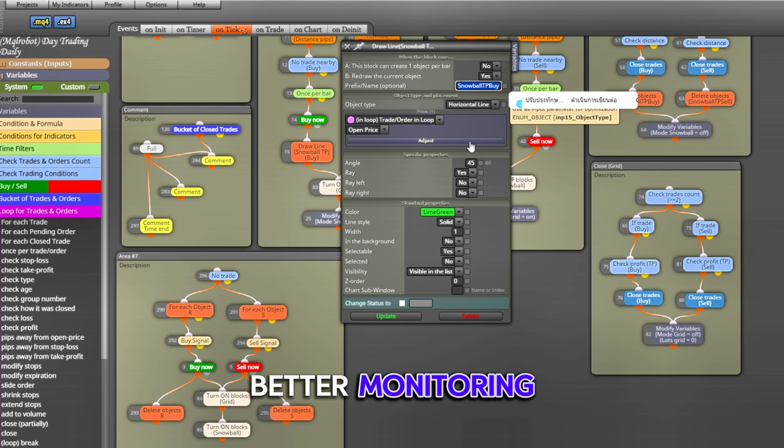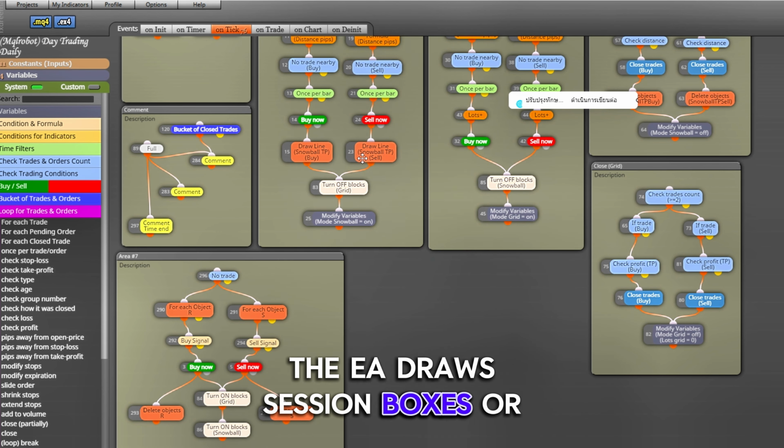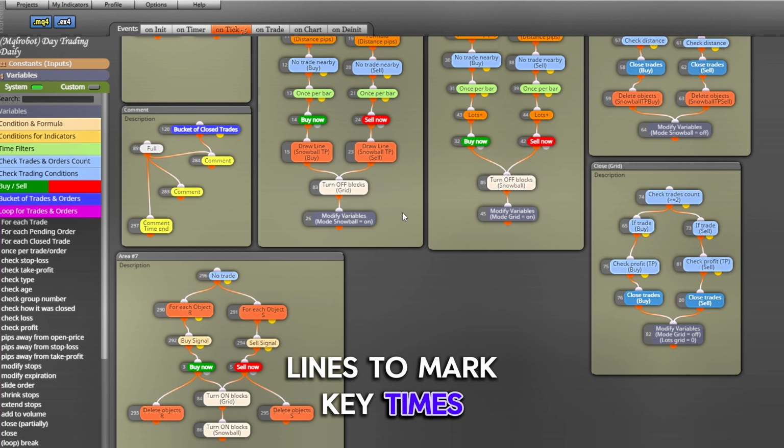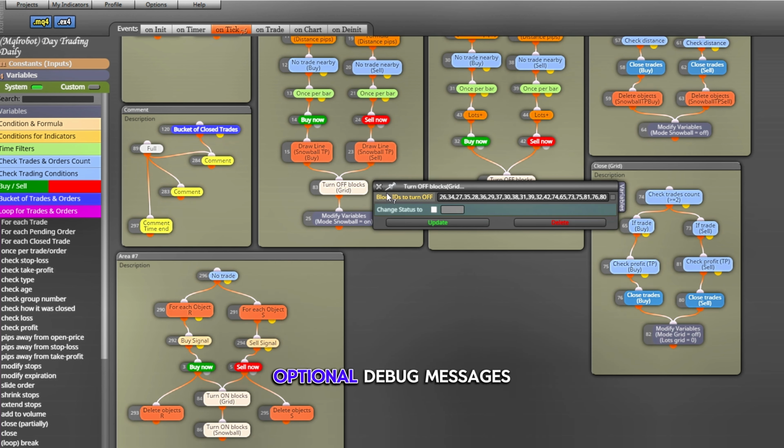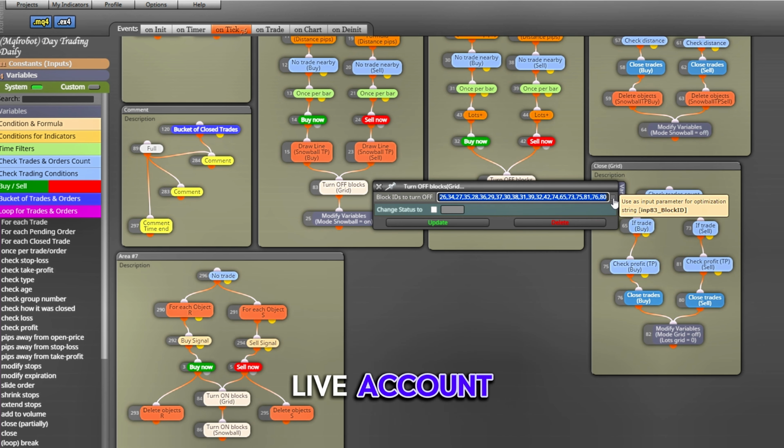For better monitoring, the EA draws session boxes or lines to mark key times, trade direction indicators, optional debug messages or logs for strategy development and testing before using this EA on a live account.